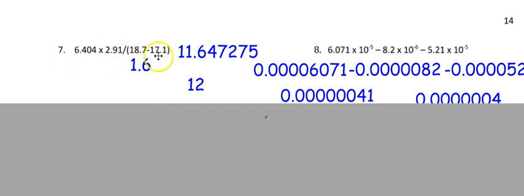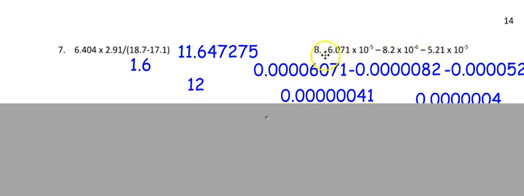Sorry I was interrupted. So I have this 18.7 minus 17.1 is 1.6. Then I took 2.91 divided by 1.6 times 6.404. This is what my calculator gave me, but now I have to look at how many sig figs in each term. I have 4 here, 3 here, and 1.6 has 2. So my final answer has 2 sig figs, so it's 11.64, whatever, rounded to 2 is 12.